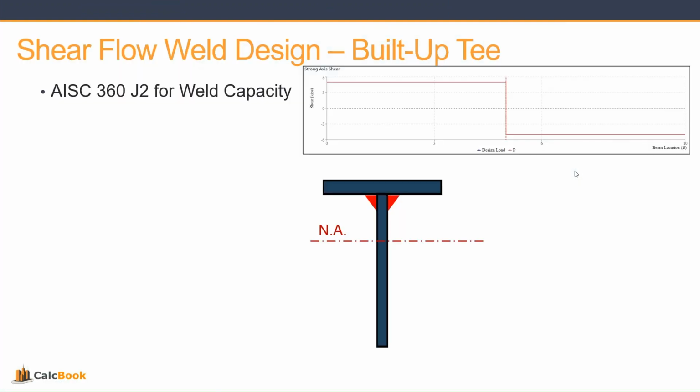This time we're going to be looking at a built-up T-section. So again, we're going to be using AISC 360 chapter J2 for our weld capacity.